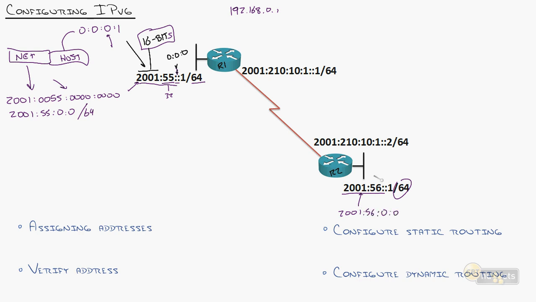2001:56:0:0. That represents the network. And then 0:0:0:0:1, the 1 represents the host. Got that? Now, looking at this, we were a little more descriptive.